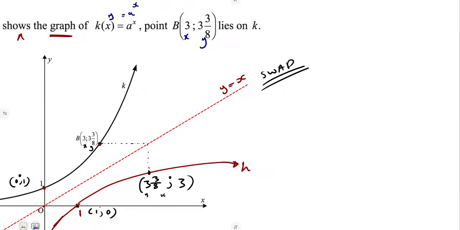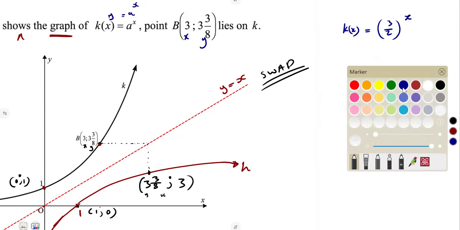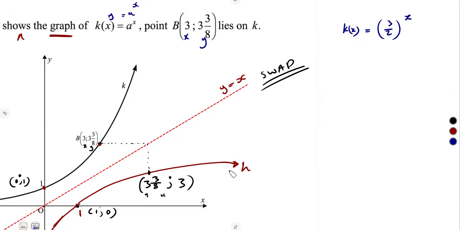So remember, this is what we had, from our a that we calculated. Remember, it was 3 over 2. So it means our k(x) originally, if we substitute our a, which is 3 over 2, is 3 over 2 to the exponent of x. All right, so this is our question. They want us to determine the equation of h(x) on our question 4.3, where h(x) is the inverse of k(x). That is the inverse of k.